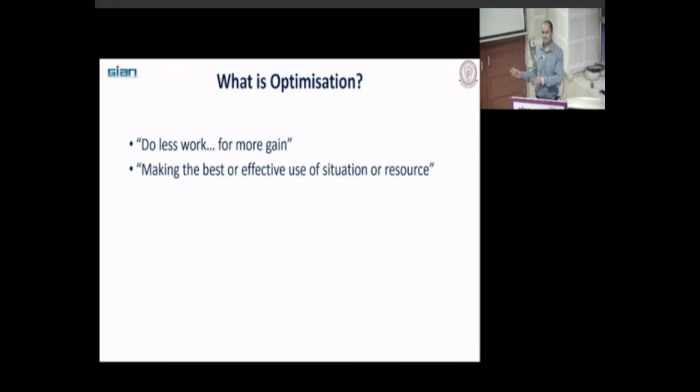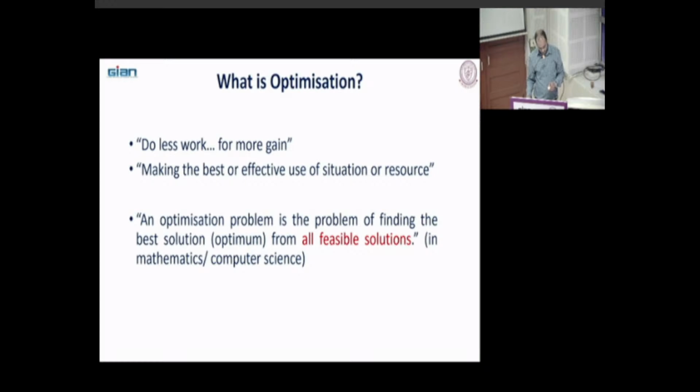So look at the constraints and then try to find the good, best solution for your problem. In mathematics or computer science, optimization is the problem of finding the best solution from all feasible solutions. Okay. So now I want to ask one thing. You all come from a decision sciences background. What is a feasible solution?